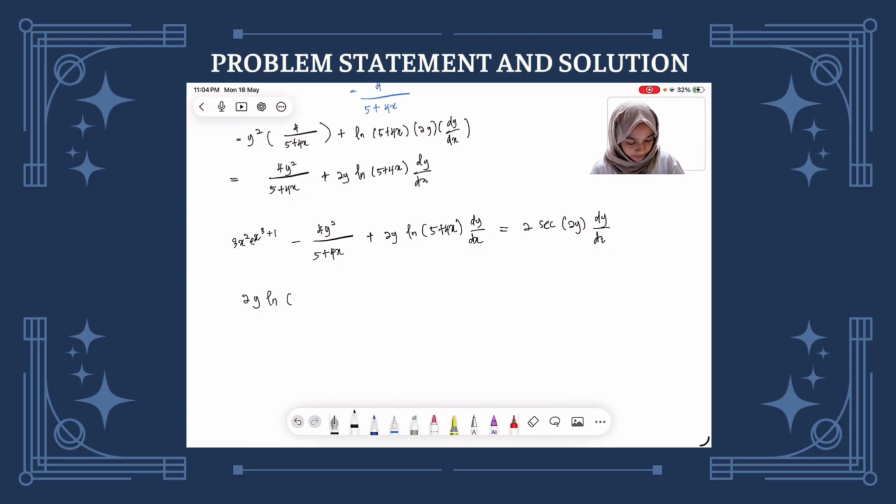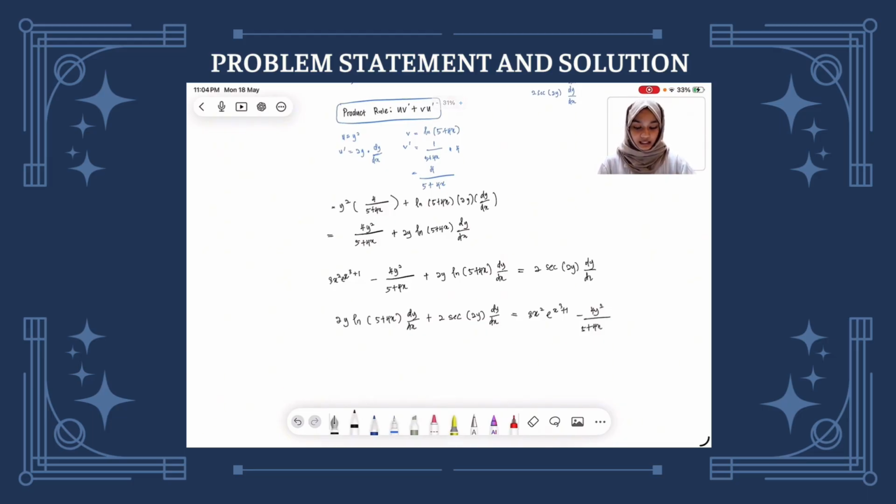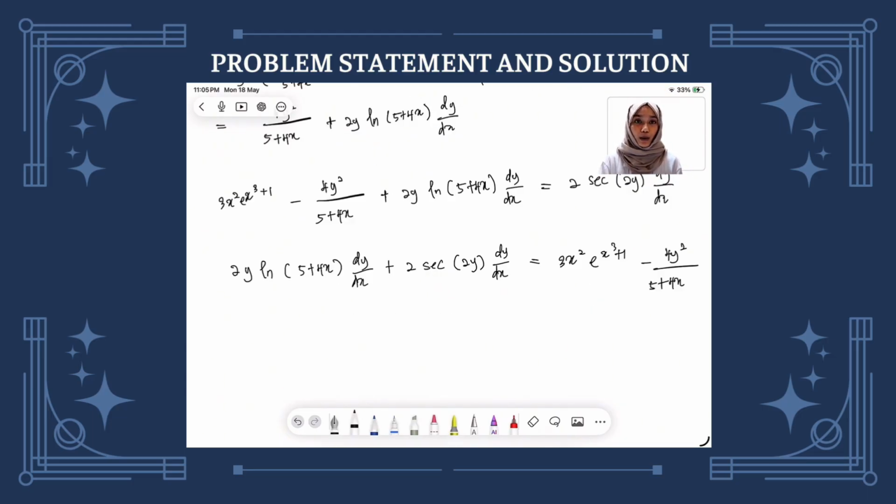2y ln 5 plus 4x dy over dx plus 2 sec 2y dy over dx equals 3x squared e to the power of x cubed plus 1 minus 4y squared over 5 plus 4x. Okay, step 2 we are already done, and then next is step 3, which is we factor out dy over dx.